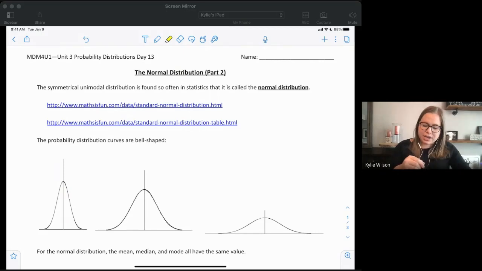And our normal distributions can be really squished together or they can be really far apart. They are all still normal distributions.